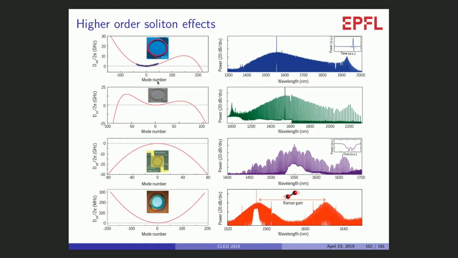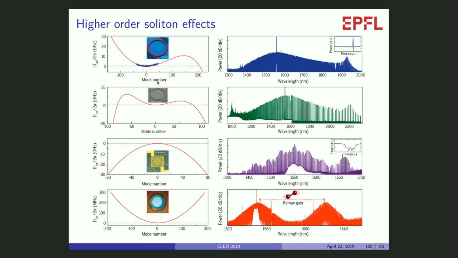Now you can have a whole series of effects in these microresonators. Again, with one zero dispersion point, you can have one dispersive wave. If you have two zero dispersion points here and here, where D_int equals zero, you can have two dispersive waves. Please also note here, the dispersive wave on the red side is stronger than on the blue side. You can immediately see the deeper dips and valleys come from the high integrated dispersion.